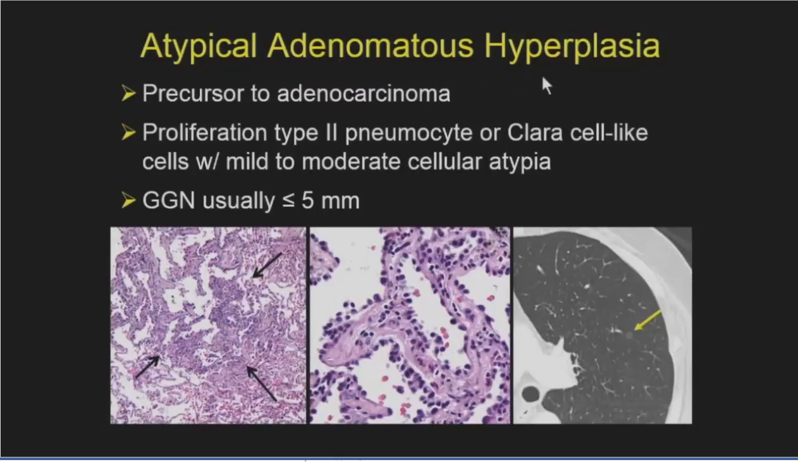Atypical adenomatous hyperplasia is a pre-invasive lesion, actually also a pre-malignant lesion, a precursor of lung adenocarcinoma. There is mild to moderate atypia of the pneumocytes. We can see those atypical cells here with some gaps between the cells. The lesion usually measures up to 5 millimeters and presents on CT as a small ground glass nodule measuring up to 5 millimeters.